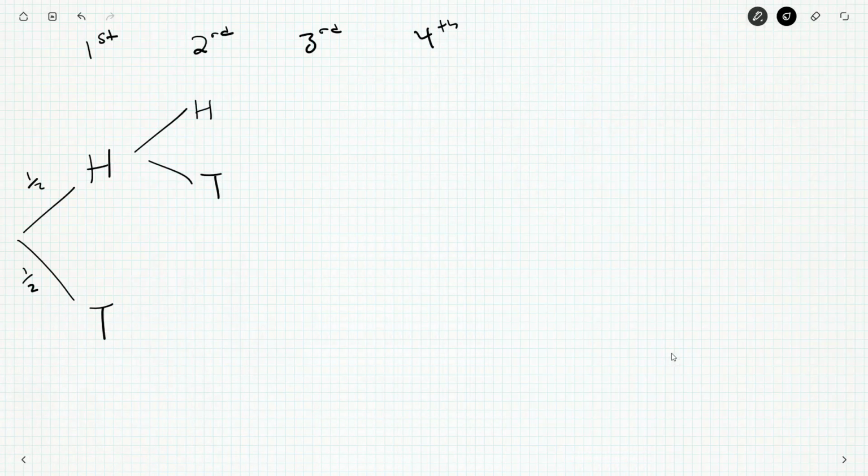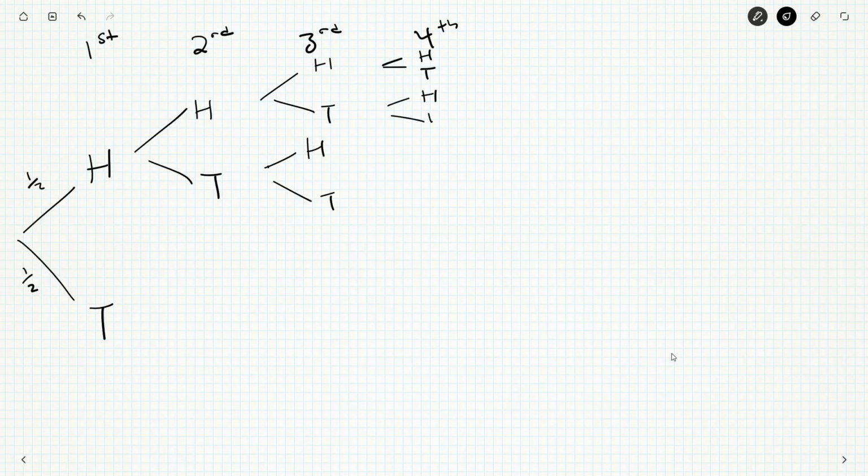So we have the first flip, second flip, third flip, and fourth flip. So on the first flip, we can get either heads or tails. Each of them have probability of 1/2. On the second flip, we can have heads or tails. On the third flip, heads or tails. And finally on the fourth flip, heads or tails. So you get this big tree diagram that represents all the outcomes.